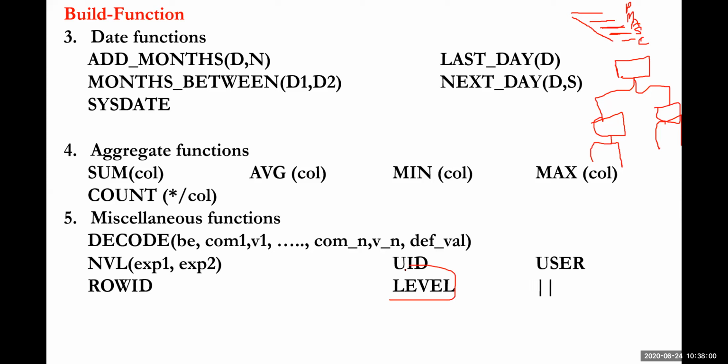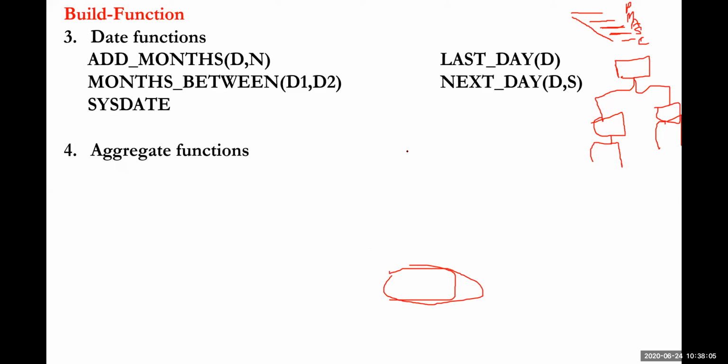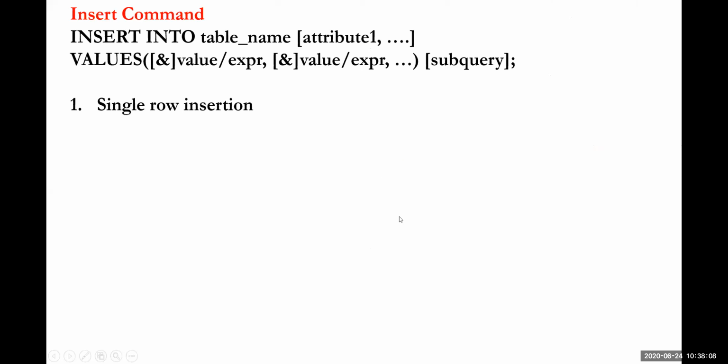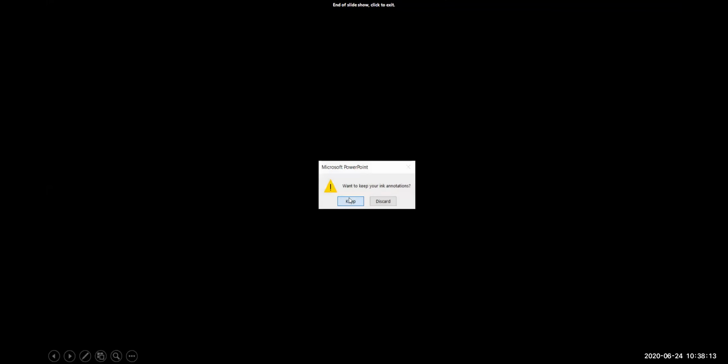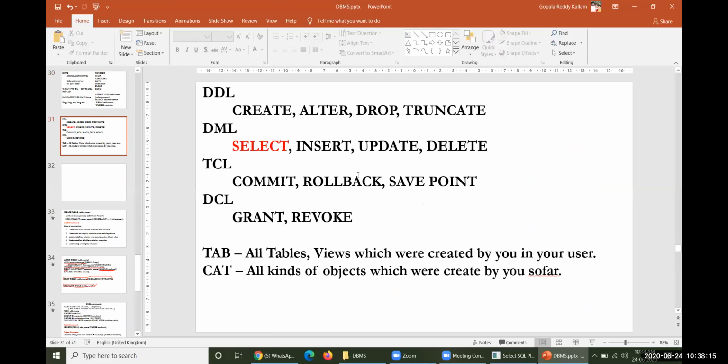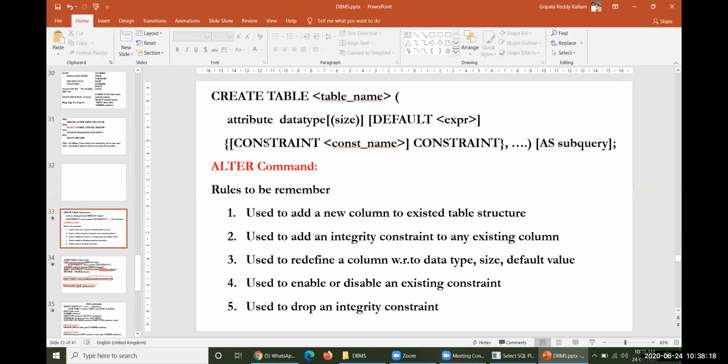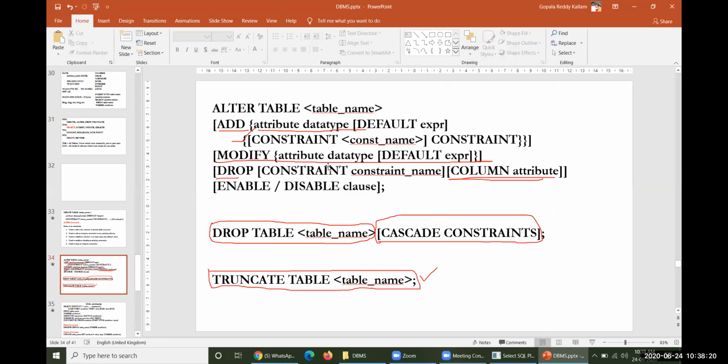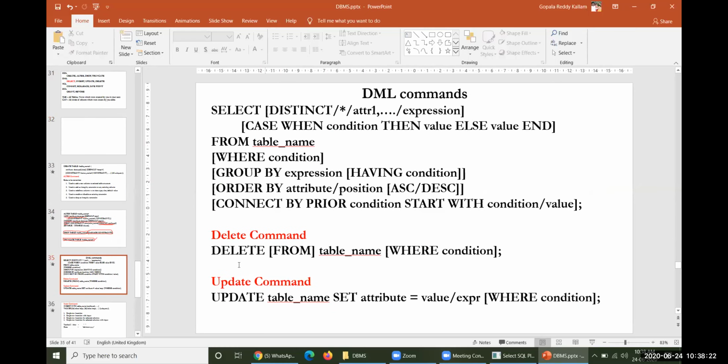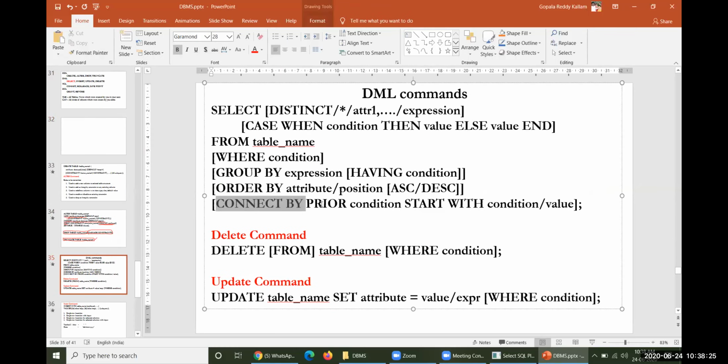If you want to specify this, let me move to the previous slides. Just wait for a while, please. If you go to previous slides, as I was trying to give, the create table, then select from the table, connect by prior condition, start with, and so on, as given. So this implicates the level here.